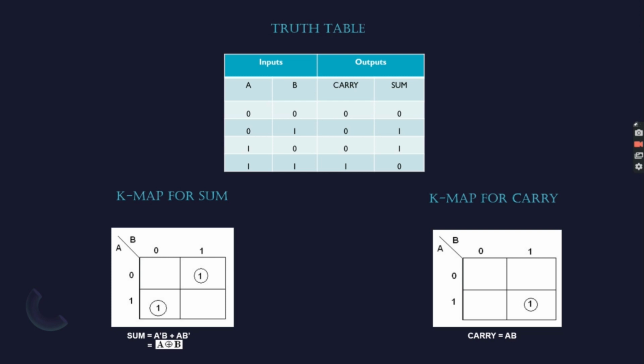K-map for sum and carry are given. If A is 1 and B is 0, a 1 is added to the box, and A is 0, B is 1, that 1 is also added. If A is 1 and B is also 1, the 1 is added to the box.